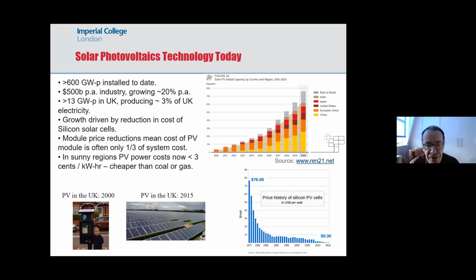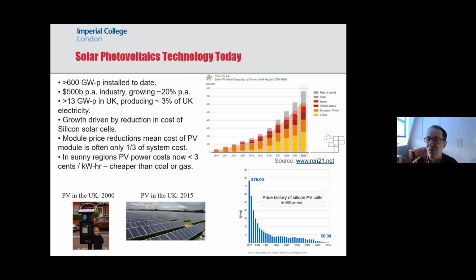If I start thinking about solar and why we want new solar cells, then it's important to recognize that silicon PV is a success story. There's now been over 600 gigawatts peak of PV installed globally. And indeed, India now is increasingly installing significant amounts of PV, as you can see from this plot on the right. It's a major industry. It's $500 billion a year, and it's growing around 20% per annum.